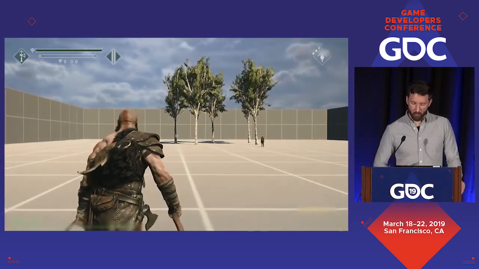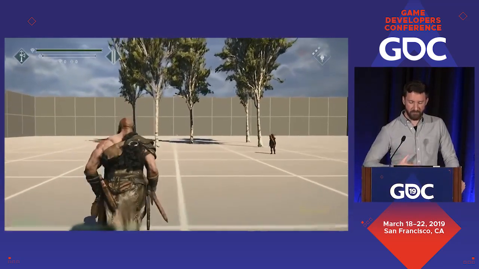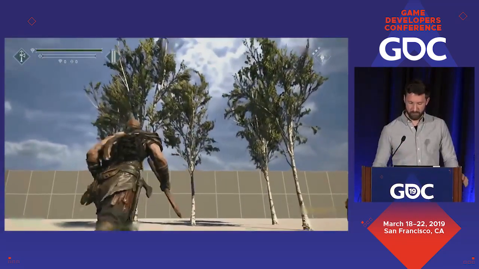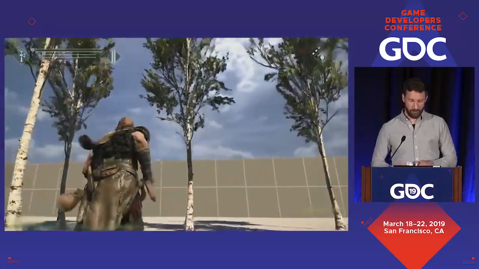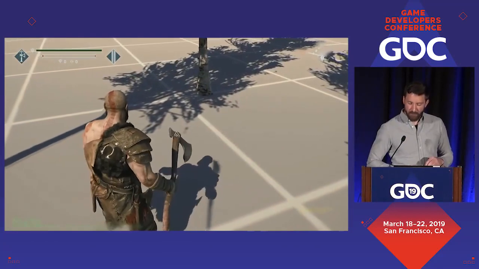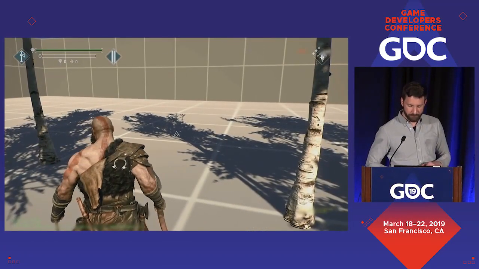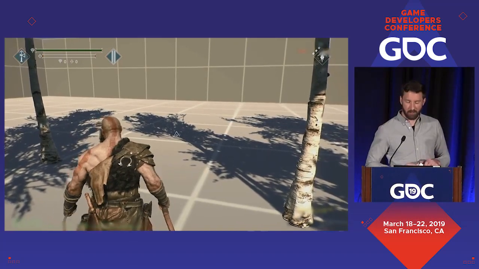So here in our test level, we're looking at the card cluster versions of these trees. As we approach, we'll fade into the full models. For shadow proxies, we are always using the card cluster version, even at close range. We're looking at card cluster shadows right now.